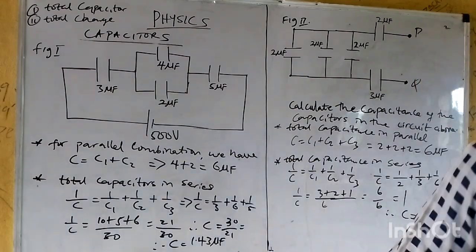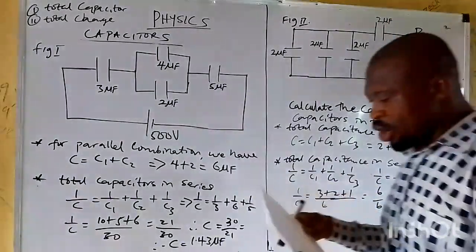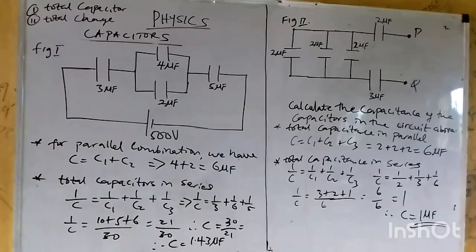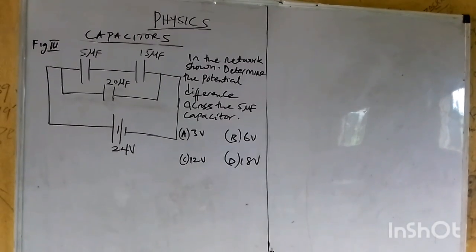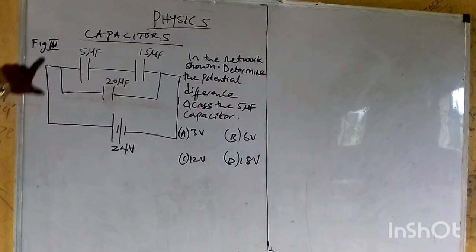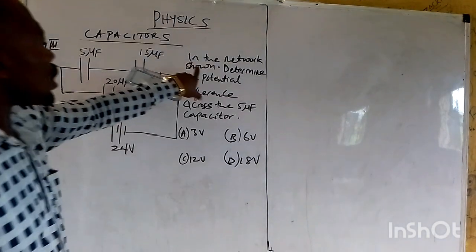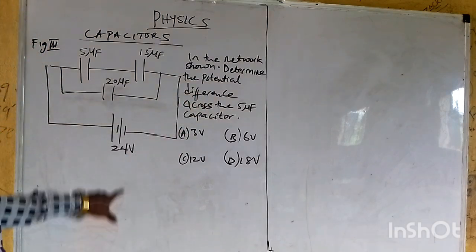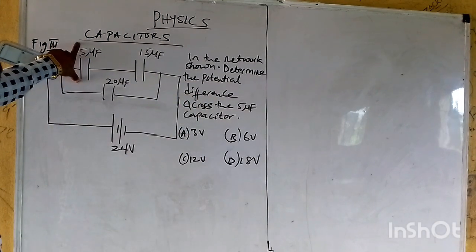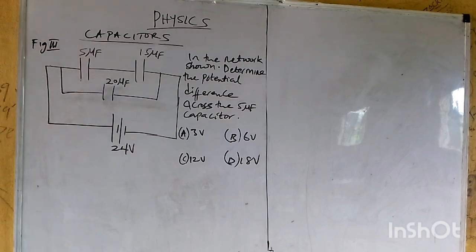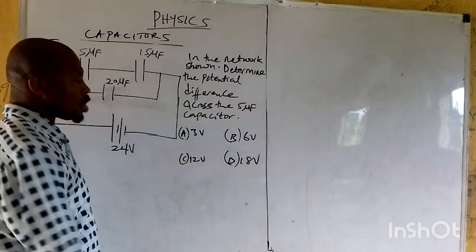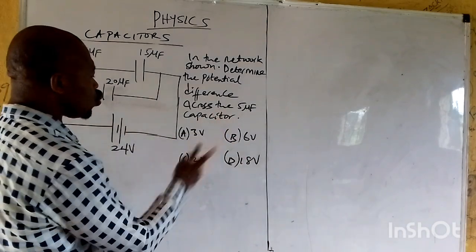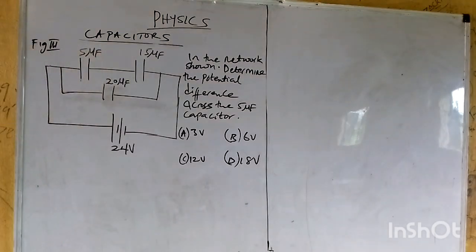Okay, the last but not the least, we will take another one. Now we have the last top question here. In the network shown, determine the potential difference across the 5 microfarad capacitor. And of course, this is a recent JAMB question. We have options 3, 6, 12, and 18 volts given to us.